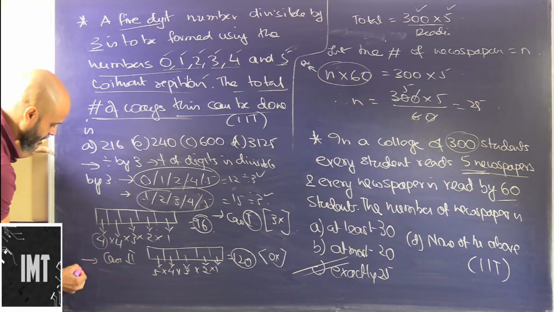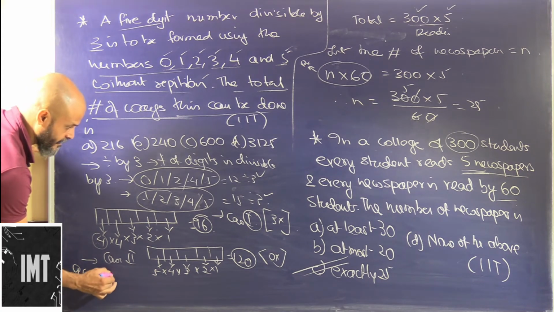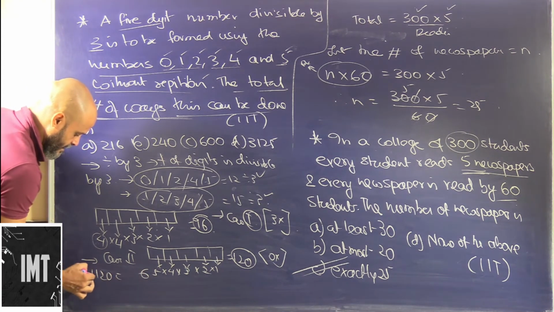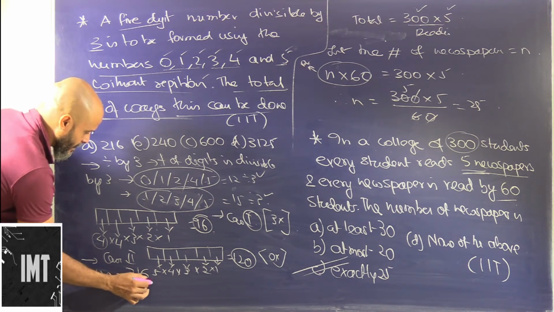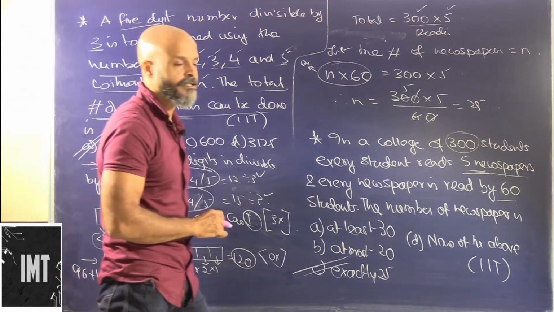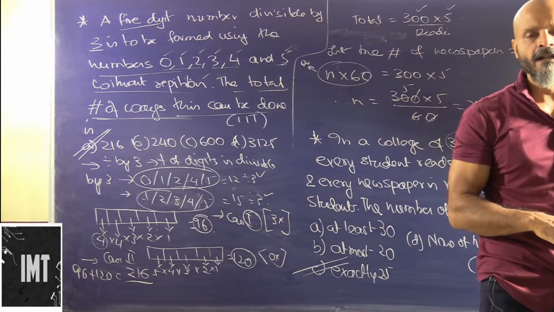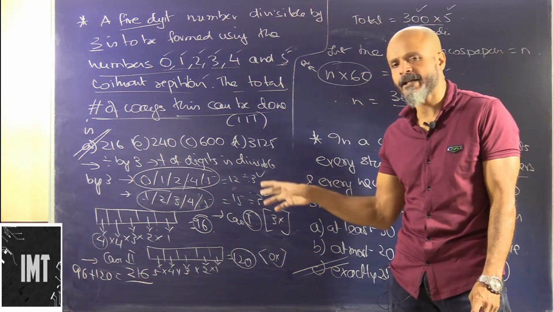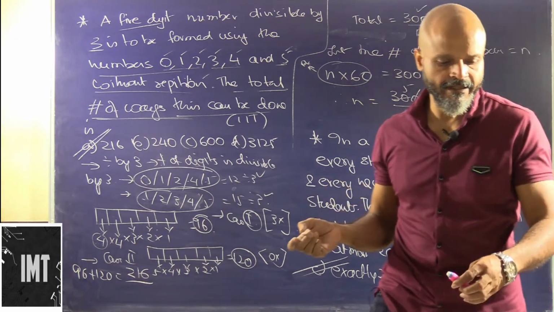Since these are independent cases, we add: 96 plus 120, which gives 216 ways. Do we have an option here? Yes, so this will be the correct answer. Both these problems were from a little older version of IIT, but the same logic is applied here.